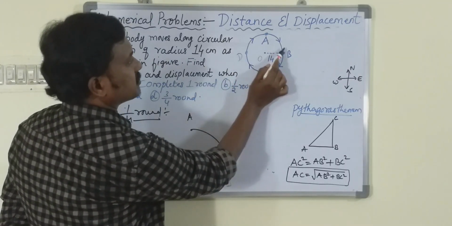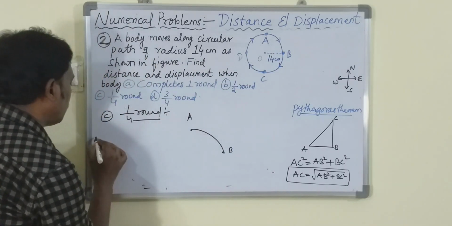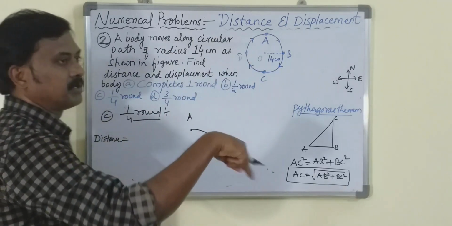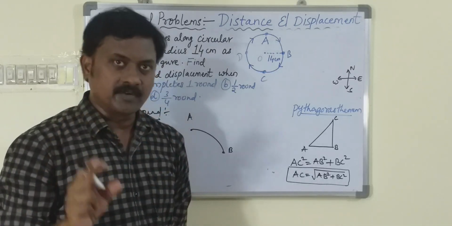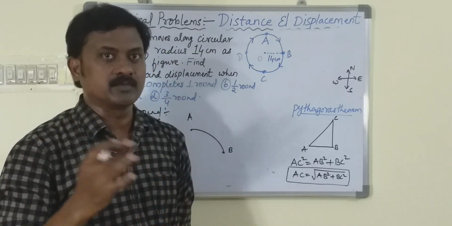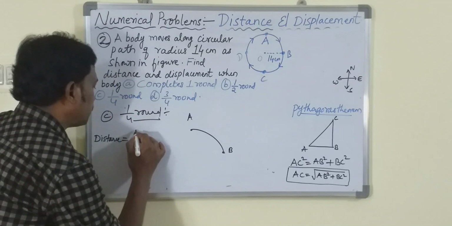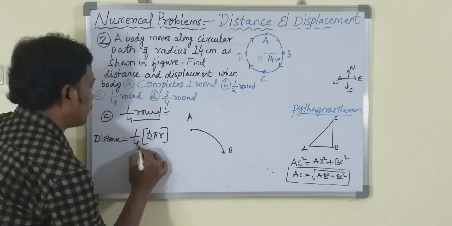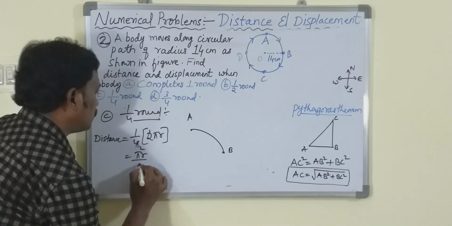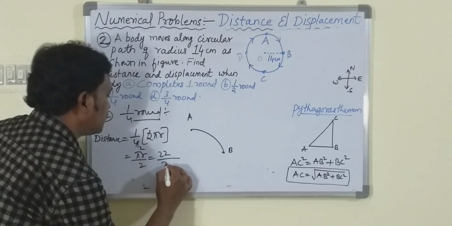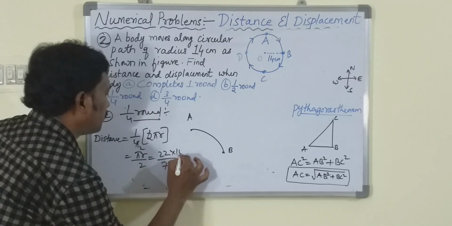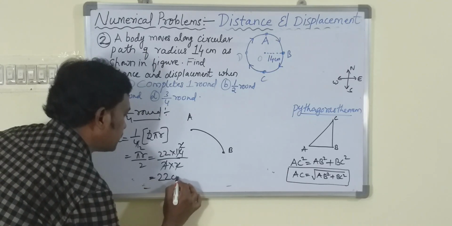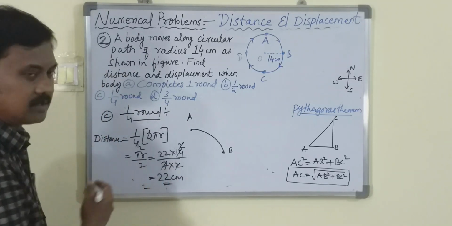Okay, it starts from A and stops at B. Now what is the distance? For one complete round it was 2 pi r. For half of the round it was half into 2 pi r, that was pi r. Now coming to 1/4, so 1 by 4 into 2 pi r. So it is pi r by 2. 22 by 7 into 2 into 14. 7 2s are 14, so 22 centimeters. Okay, so that is the distance.